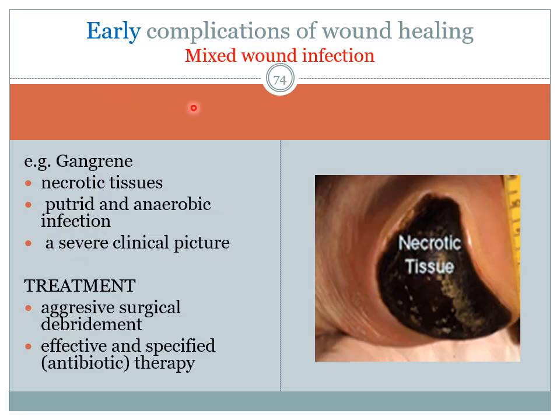Mixed wound infection, an example is gangrene. There is necrotic tissue, putrid and anaerobic infection. A severe clinical picture, the patient always comes with toxemia. Treatment is aggressive surgical debridement, effective and specific antibiotic therapy.